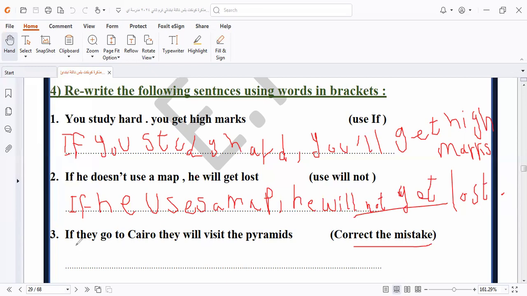Correct the mistake here. The mistake is: if you go to Cairo, they will visit the pyramids. Not Cairo, Giza. I think the comma goes here. If they go to Giza, they will visit the pyramids. Here is the comma. Okay. Let's go to another one.